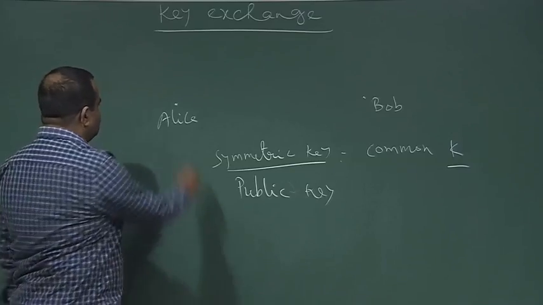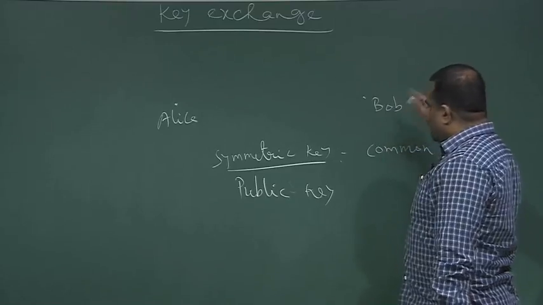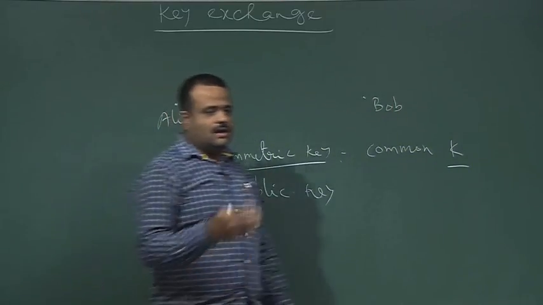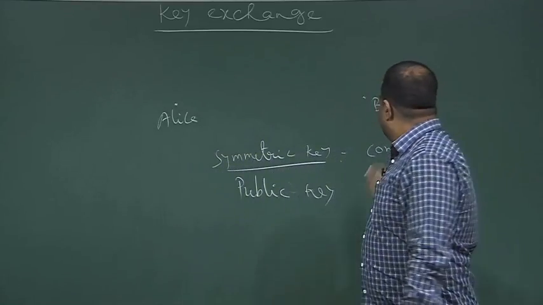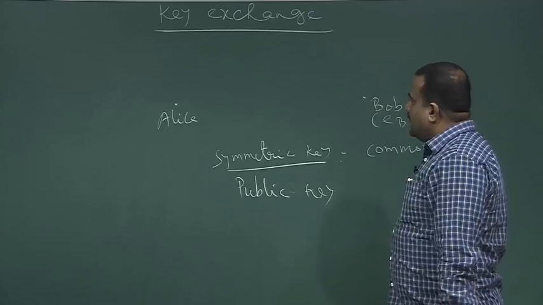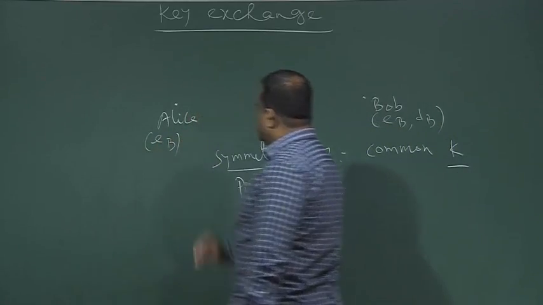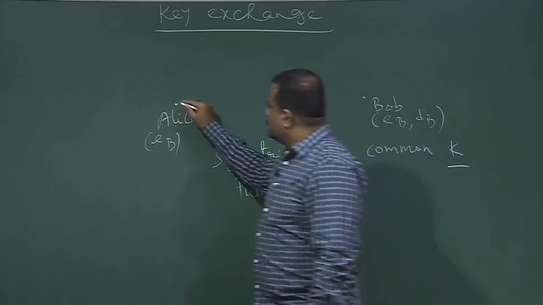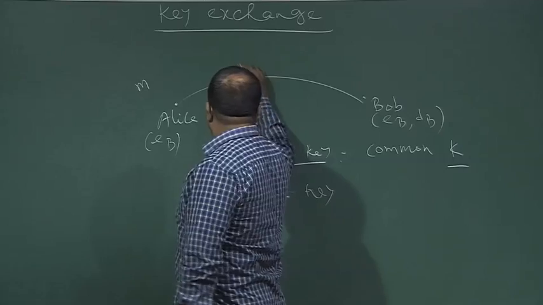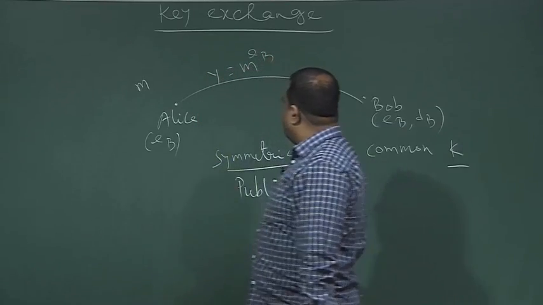If Alice wants to send a message to Bob, then Bob has to run the key generation algorithm in order to generate Bob's public key, private key pair. Then Alice has to know Bob's public key, and then Alice will encrypt. If it is RSA, Alice will choose a message, encrypt it with Bob's public key, and send it to Bob.